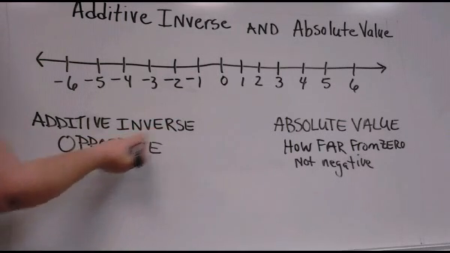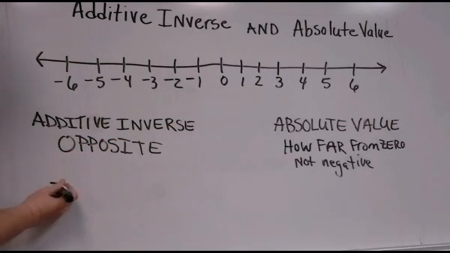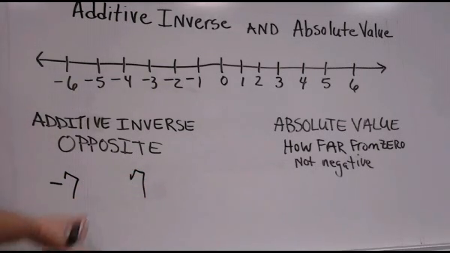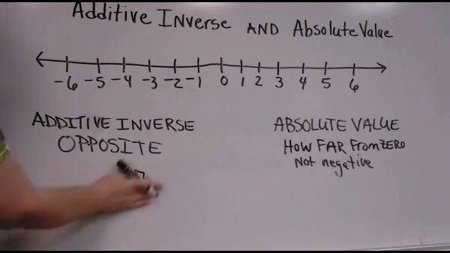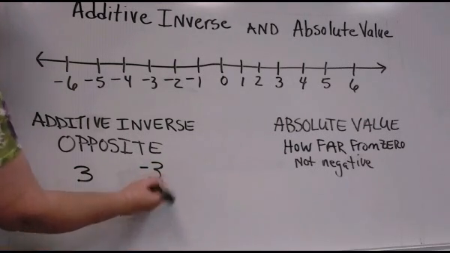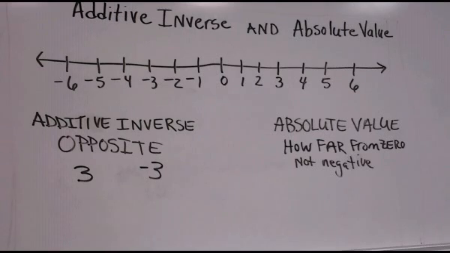So if the book says find the additive inverse of -7, what are you going to put for an answer? 7. If the book says find the additive inverse of 3, what are you going to put for an answer? -3. Additive inverse means opposite. Opposite, opposite, opposite.